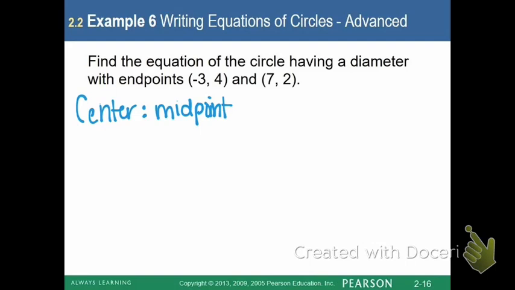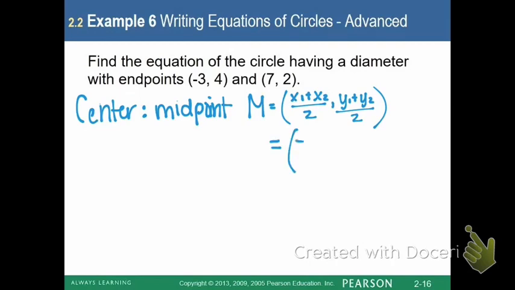Okay, so the midpoint formula. You average your x's, you average your y's. So x1 plus x2 over 2, and then y1 plus y2 over 2. Okay, so for us, that's going to be -3 plus 7 over 2, and then 4 plus 2 over 2, which gives us a midpoint of 2, 3. So that's the first half we need.